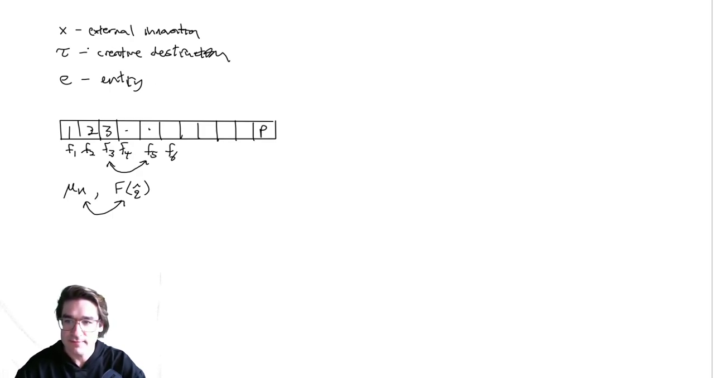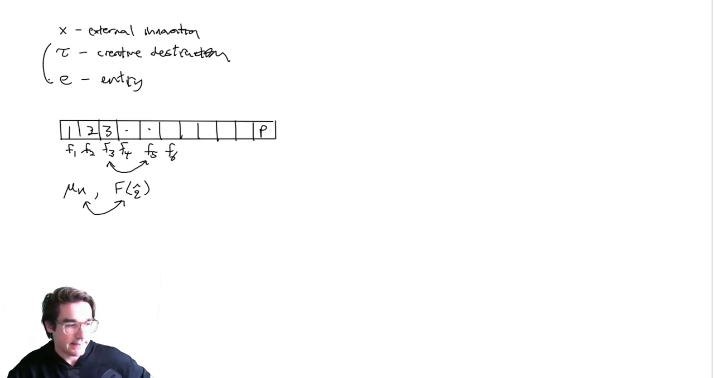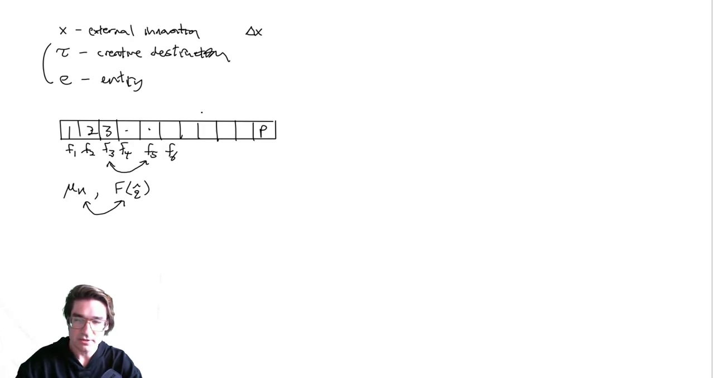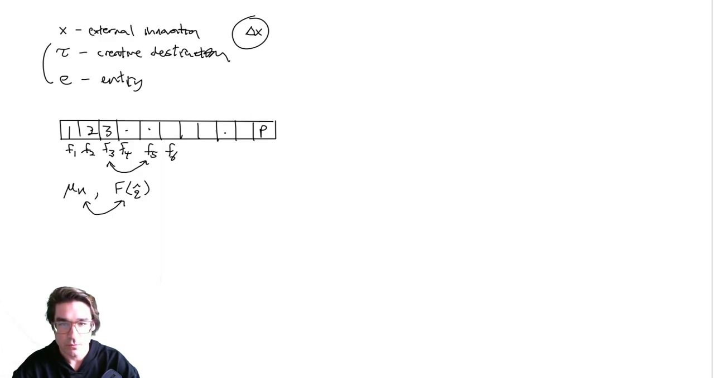Then these various events like creative destruction, new innovation and entry cause things to happen. Really, the underlying events are X and E. Tau is just an aggregate. So for X: when firms do external innovation, it lands on a random product, and there's a unit mass of firms. Each product is going to get hit by external innovation at some flow rate, delta X. So in essence, a fraction delta X of products are going to get hit with external innovation.